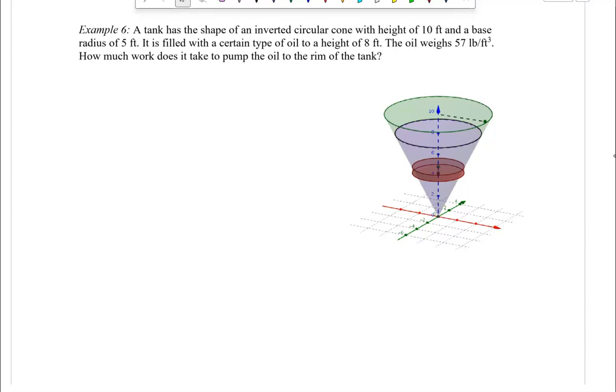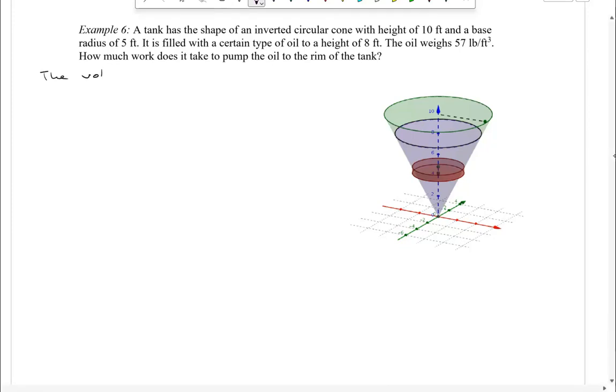All right, so what we're going to do here is imagine that the oil inside this tank is divided into a bunch of slabs going up the y-axis from 0 to 8. An example of a slab is over here. And if you think, wow, that kind of looks like a disc from our disc method business, yeah, that's the idea. Imagine a bunch of those slabs of oil.